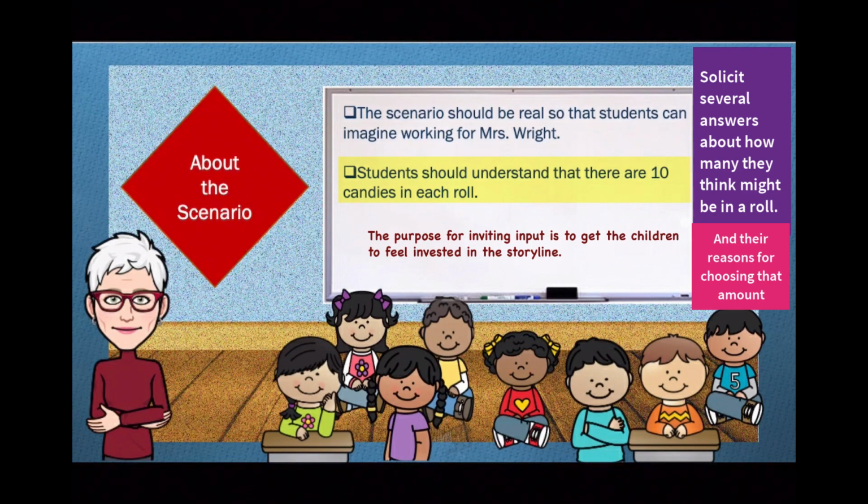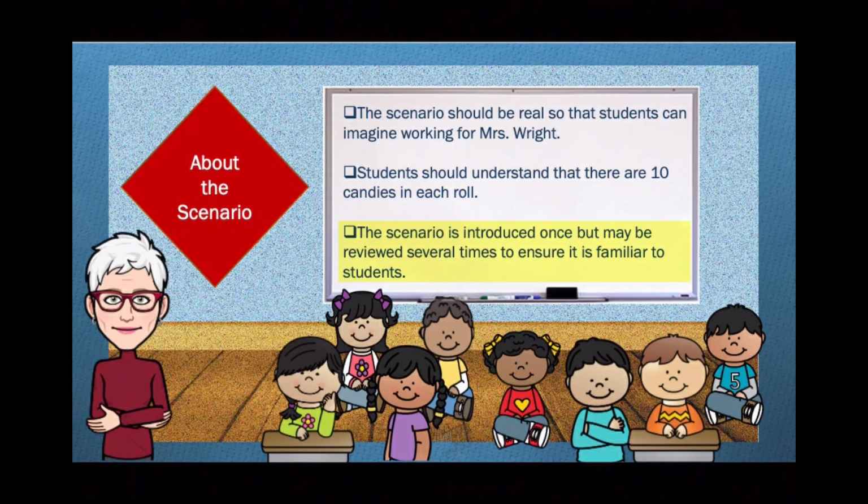As we said before, the reason Mrs. Wright puts 10 candies in a roll is because she knows how to count by tens, so that makes it easier for her to count out large quantities. The scenario is introduced one time, but many teachers review it briefly for a few days to ensure that it is familiar to everyone in the class.